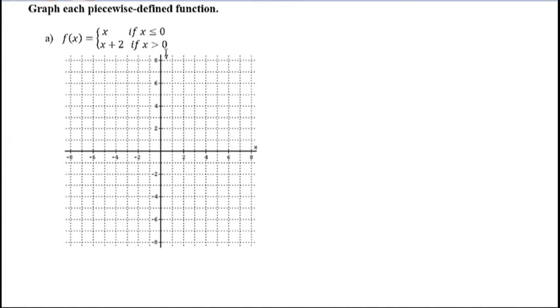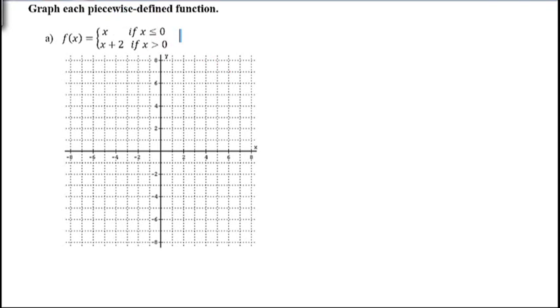This video is about graphing piecewise defined functions, and this is an example of a piecewise defined function. It's defined in pieces. The function f of x is equal to x, but it's only equal to x if x is less than or equal to 0. f of x is equal to x plus 2 if x is greater than 0. So you pick which piece of this function you're going to use based on what your x value is.